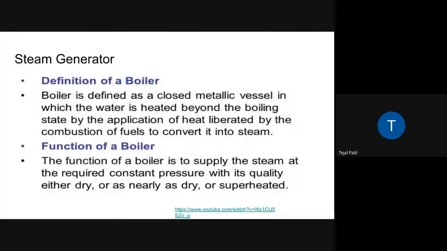So, in the last lecture we started the steam generator, right? That means a boiler. So, what is meant by steam generator? Steam is generated, which can be utilized further wherever it is required. It can be used to generate power, or for sterilization, or for cooking purposes, or something else also. Okay.